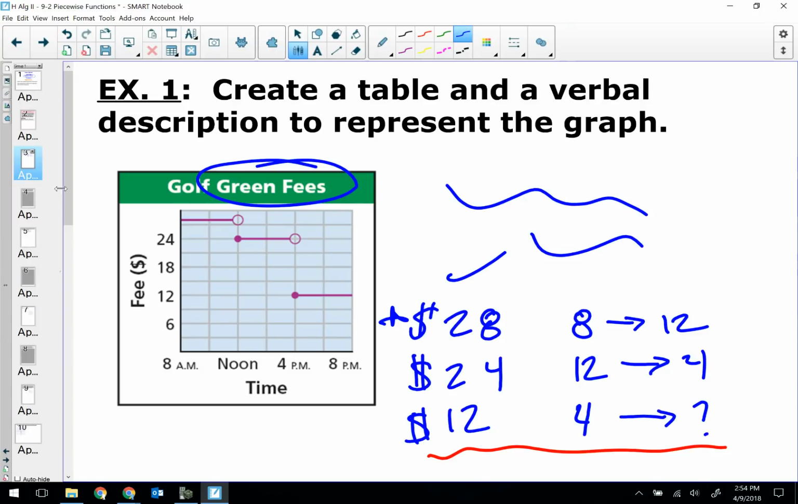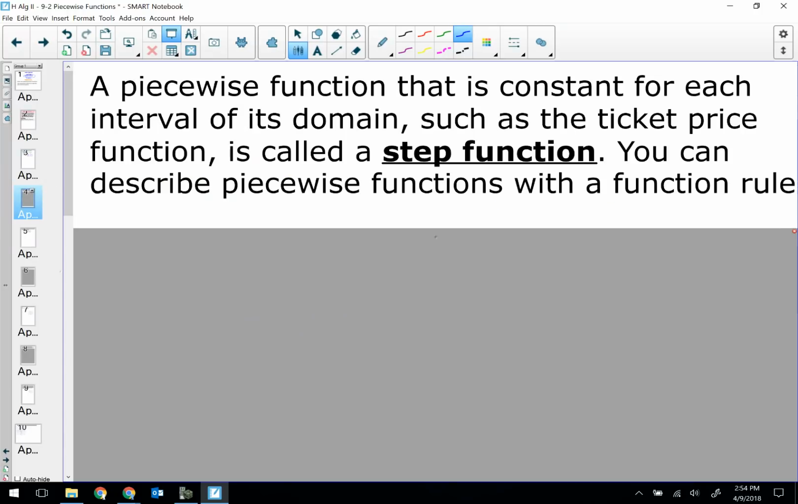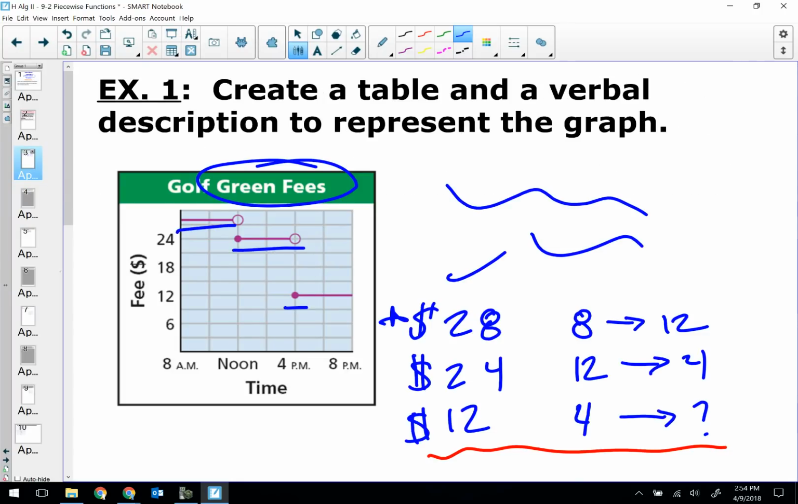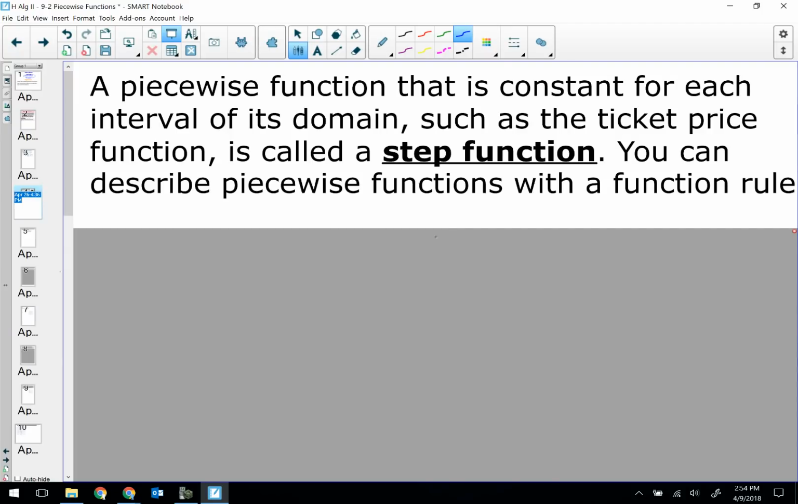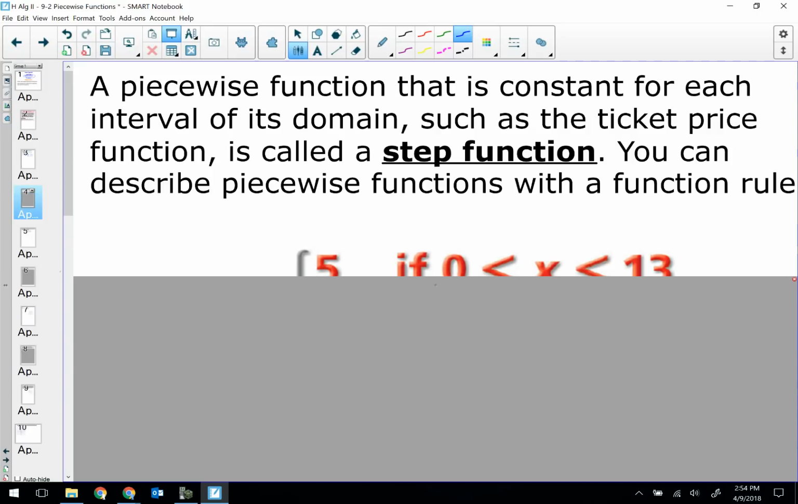So this is the type of piecewise function. This is also called a step function. That particular one is called a step function. Notice why? Because of the steps, right? Each piece of my function is a step, a horizontal line. Okay. Greens fees, that ticket price thing, it's a step function.